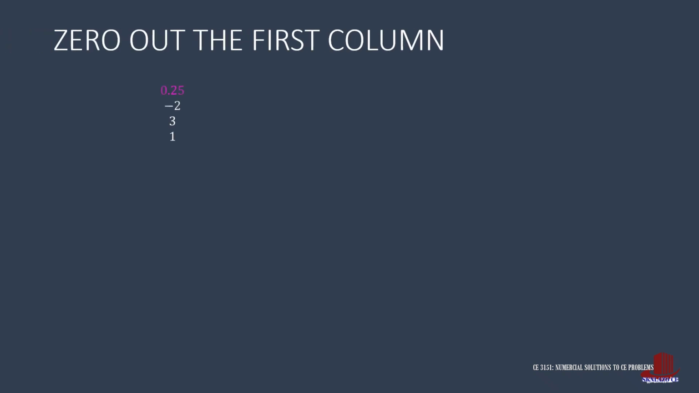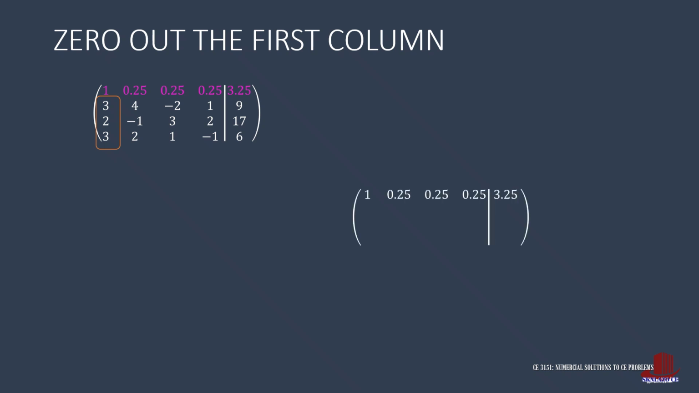After fixing the pivot row, we can zero out other elements in the first column. The elements to be eliminated are 3, 2, and 3, using the first row. The second row is then treated with the operation R2 less 3 times R1.